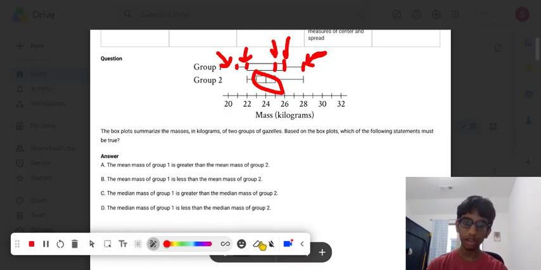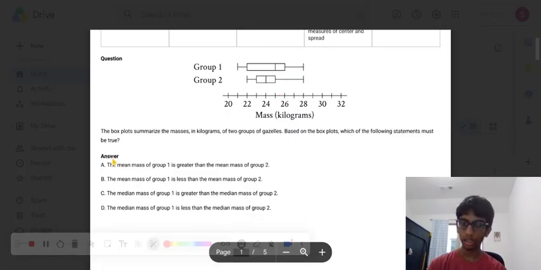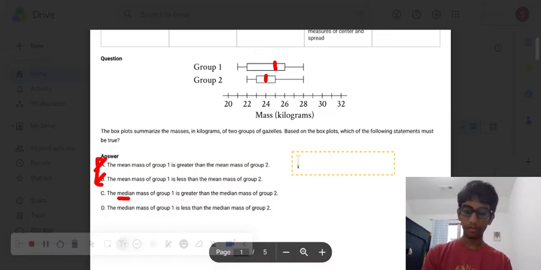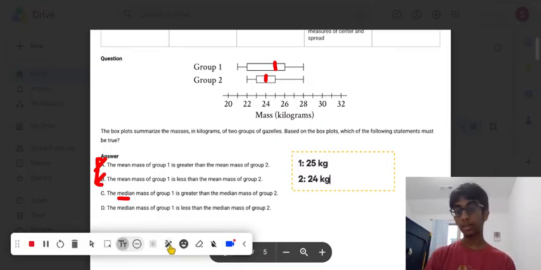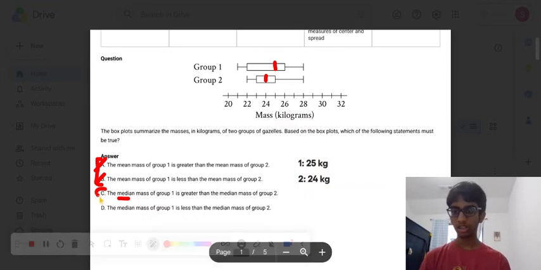So now if we look at our questions, we see that option choices A and B all talk about comparing mean masses. And nowhere in our description of our box and whisker plots do we mention mean. So we can immediately cross those out. Instead, we're dealing with median. If we look here, our median value is going to be this one, right? And looking clearly, we see that in group 1 we have a median mass of 25 kilograms, and in group 2, a median mass of 24 kilograms. Group 1 has a greater median mass than group 2, so that's just option choice C.